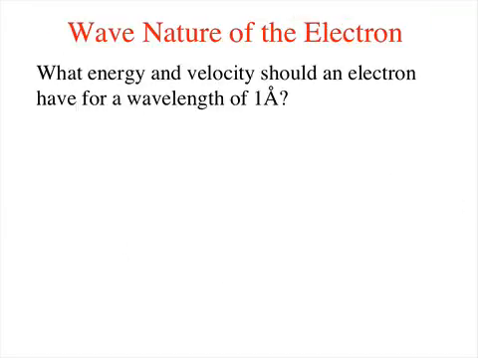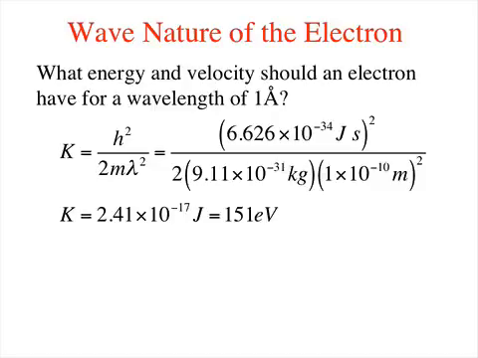Suppose that we wanted to have an electron with a wavelength of about an angstrom. That sounds like that would be suitable for Bragg diffraction. What kind of energy and velocity ought it to have? Well, we can turn around that relationship between the wavelength and kinetic energy, solve for the kinetic energy using Planck's constant, the mass of the electron, and the wavelength that we want. And we get 2.4 times 10 to the minus 17 joules, which probably doesn't convey a whole lot.